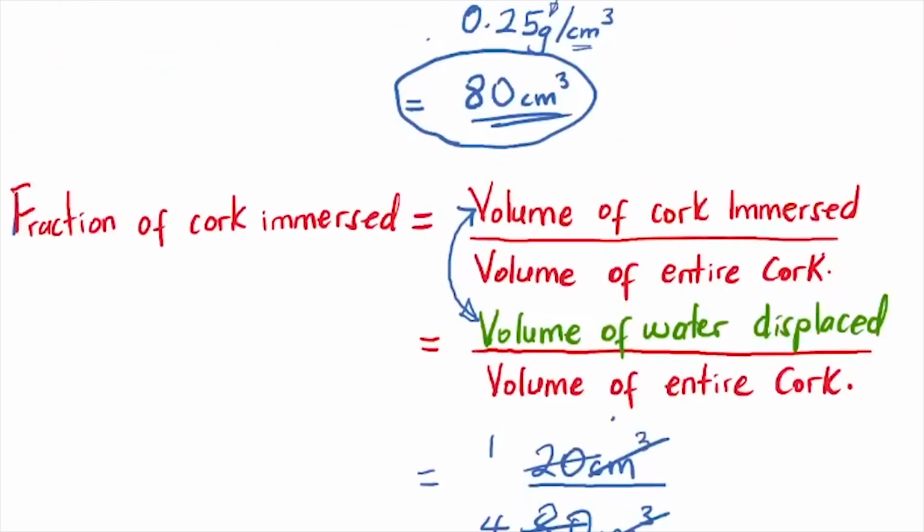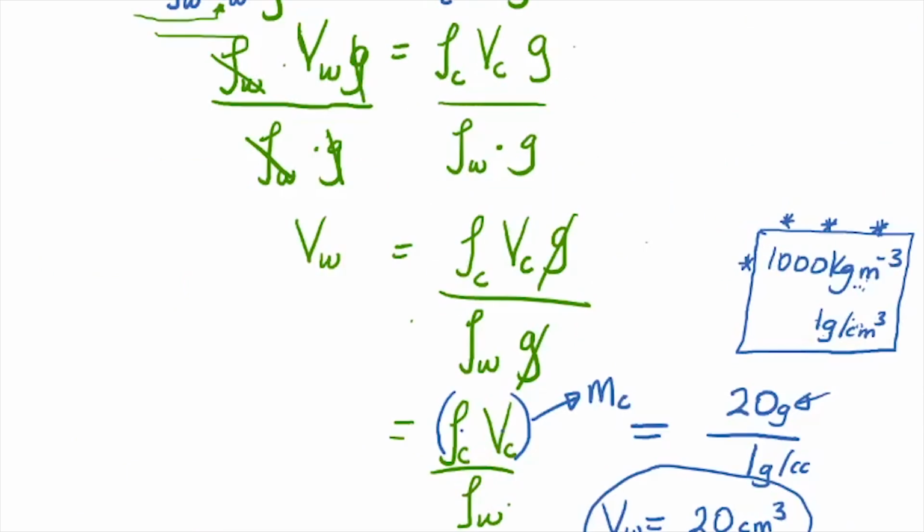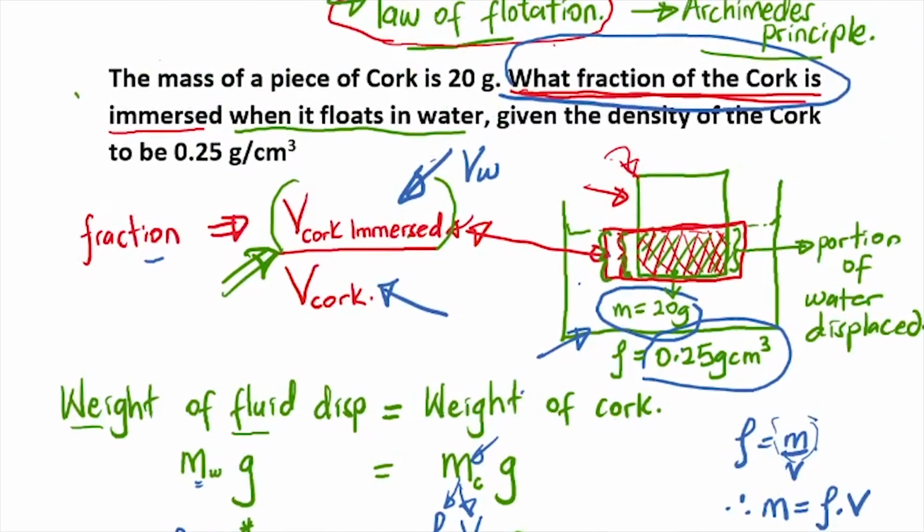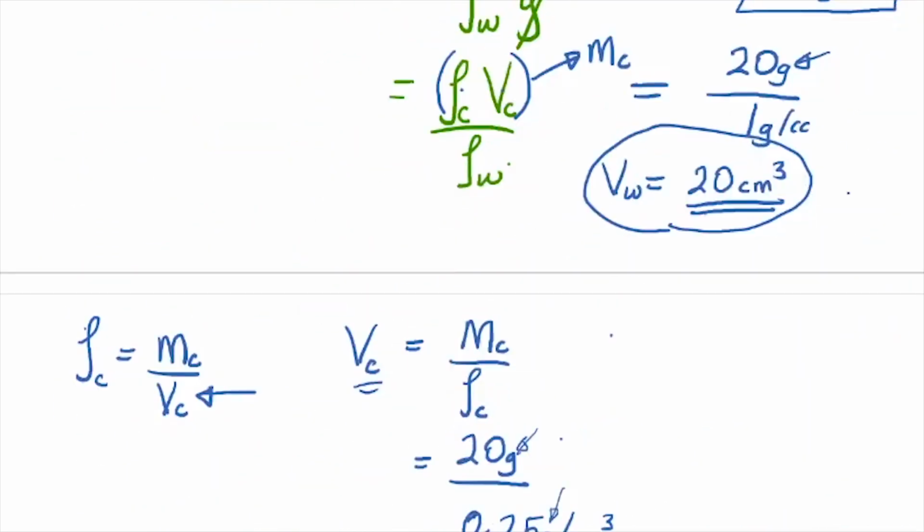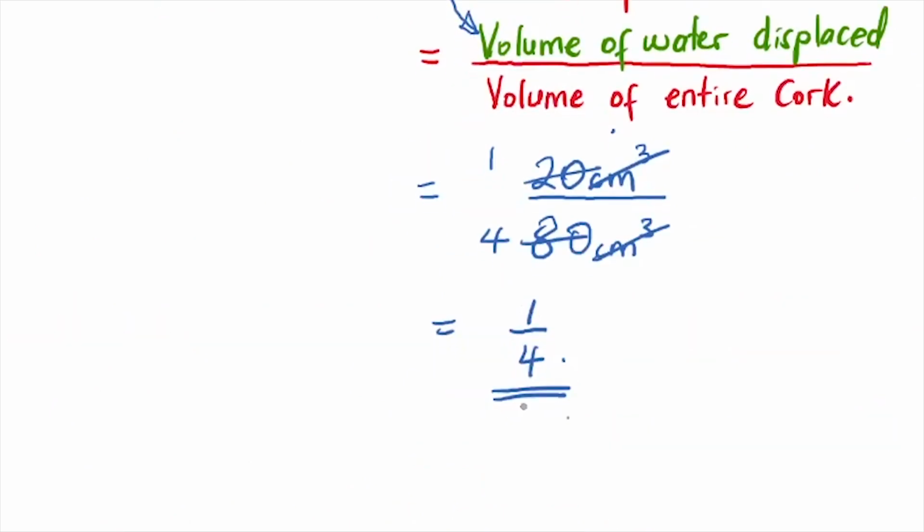So that's the answer. We have answered the fraction. The question asked, what fraction of the cork is immersed when it floats in water? And the fraction that is immersed is a quarter. So a quarter of the cork is immersed when it floats in water, and that there goes number 1. Let's move on to number 2.